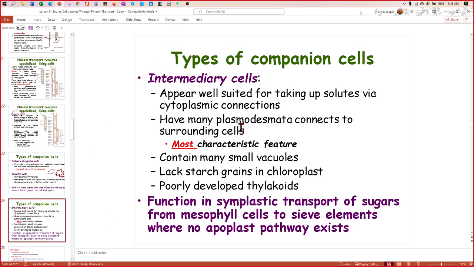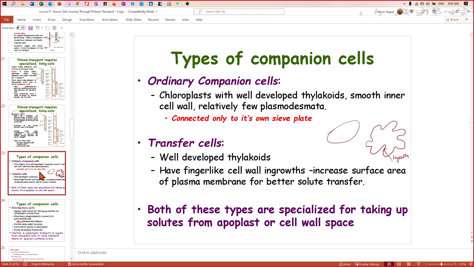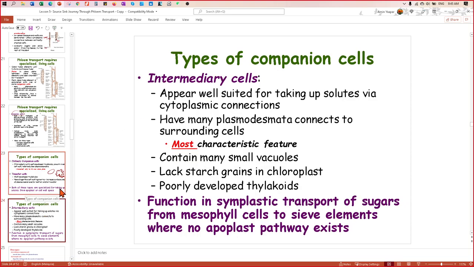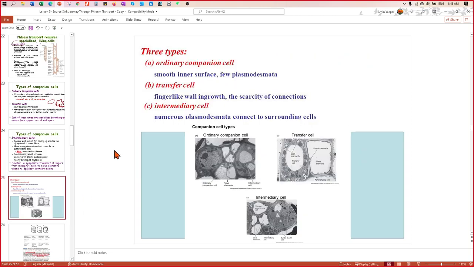We also have the intermediary cells. Why so many types? Each of these types has different perforation levels. Some have bigger plasmodesmata, some have more plasmodesmata, some have more vacuoles, and so on. To help you appreciate this, I have summarized it. So we have the three types of companion cells. You write that: companion cells. We have the ordinary, the transfer, the intermediary.